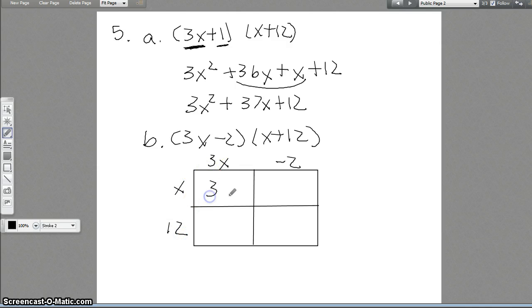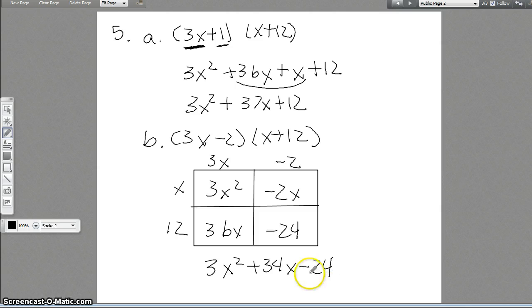X times 3x is 3x squared. X times negative 2 is negative 2x. 12 times 3x is 36x. 12 times a negative 2 is negative 24. So our final answer here is going to be 3x squared plus 34x minus 24. So that's what it would look like if we used the grid method.